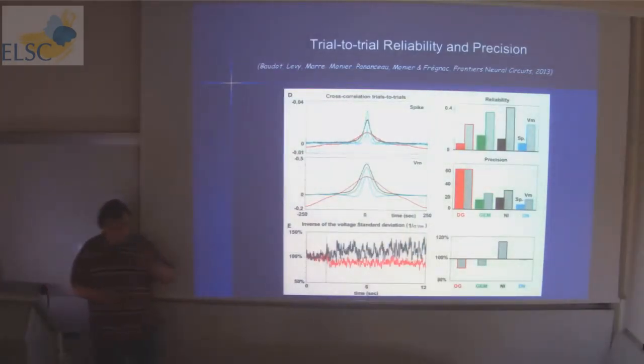Now if I'm looking at the trial-to-trial reliability and precision, I can use, for instance, cross-correlation of the voltage between trials. So the peak amplitude of this correlation function will give you the reliability, and the width of these functions will tell you the precision of the code. Okay? And so what you're seeing here is that the much better stimuli are those creating eye movements and natural images.